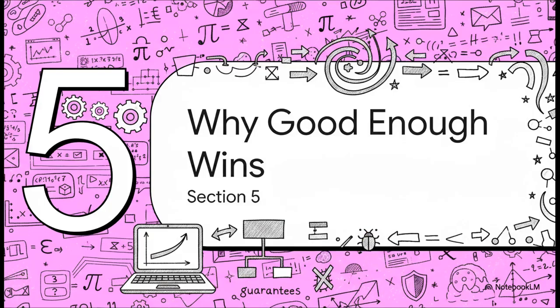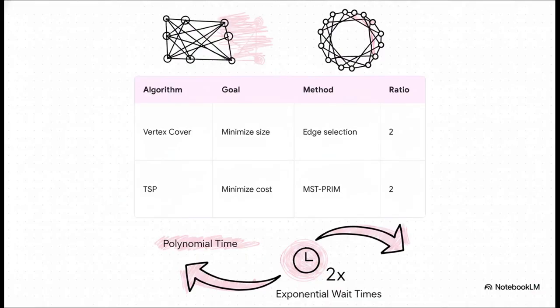Which brings us to our final stop. Section 5. Why good enough wins. Let's look at why these guarantees are an absolute superpower in real-world development. Just contrast the two methods we walked through. Whether our goal is to strip away edges in a complex network for a vertex cover, or we're walking spanning trees to map out a traveling salesman route, the underlying philosophy is the exact same. Both of these polynomial approaches miraculously bypass those dreaded exponential wait times. We trade the illusion of absolute perfection for concrete mathematical certainty, locking in a guaranteed performance ratio of 2. It's reliable, it's highly scalable, and most importantly, it actually works.